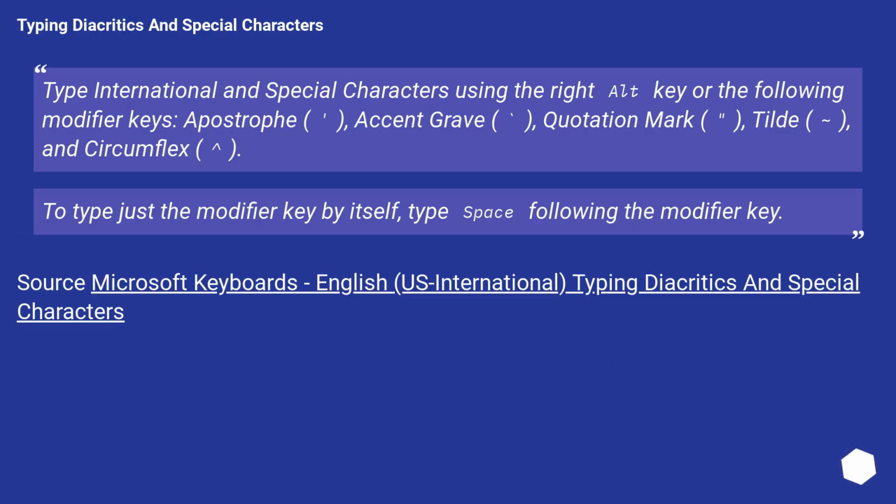Typing diacritics and special characters. Type international and special characters using the right Alt key or the following modifier keys: apostrophe, accent grave, quotation mark, tilde, and circumflex or caret. To type just the modifier key by itself, type space following the modifier key. Source: Microsoft Keyboards, English, US International, Typing Diacritics and Special Characters.